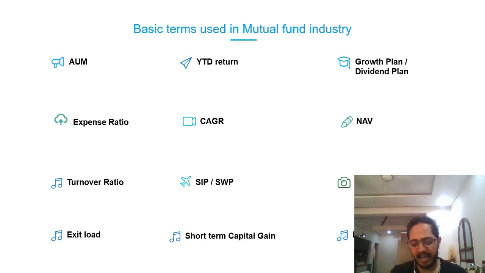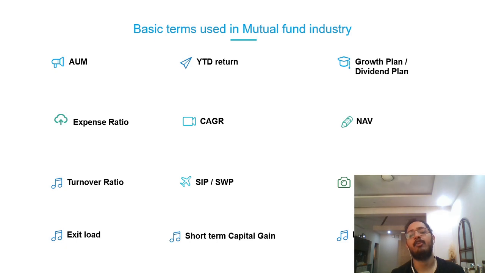Now SIP and SWP. Now we all might have heard what is SIP. SIP is systematic investment plan, like on the 5th of the month, on the 1st of the month, you invest some fixed amount, 5,000 to 10,000, every month. But what is SWP? SWP is systematic withdrawal plan. Like you have invested, you have got your returns, but gradually every month you want some withdrawals to happen. So that is systematic withdrawal plan.